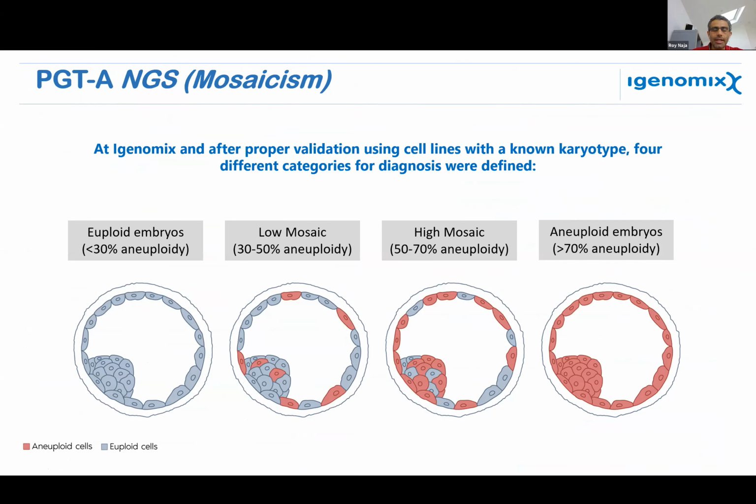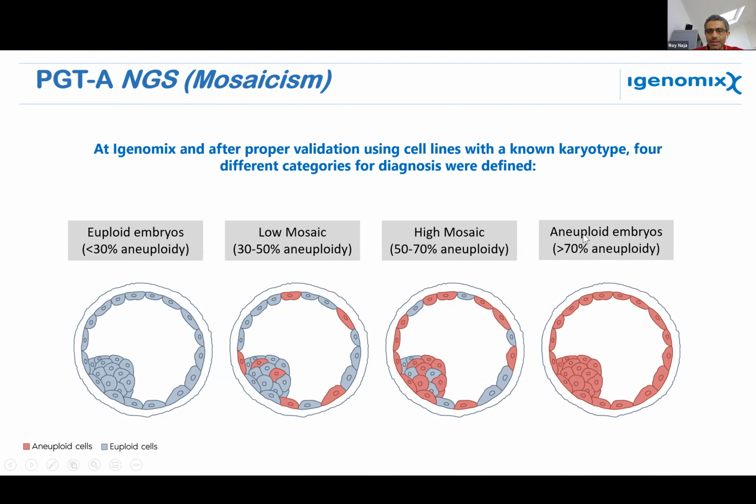Now, mosaicism in pre-implantation genetic embryos. So at iGenomics, being a medical testing laboratory, and after proper validations using cell lines with a known karyotype, 4 different categories for diagnosis were defined. So we have 4 different categories of mosaicism. If the aneuploidy is less than 30%, then the embryo is diagnosed as a euploid embryo.